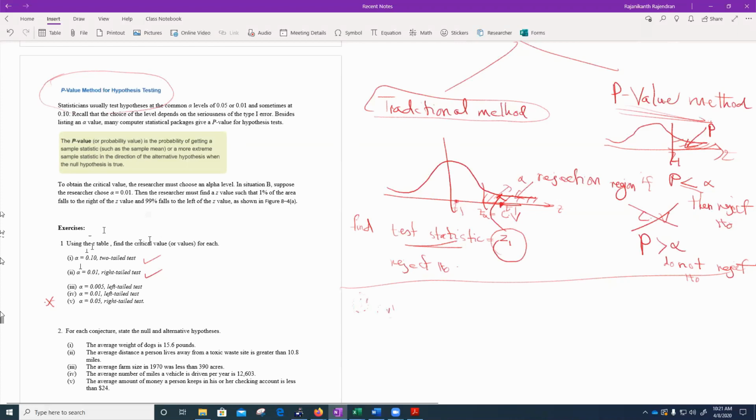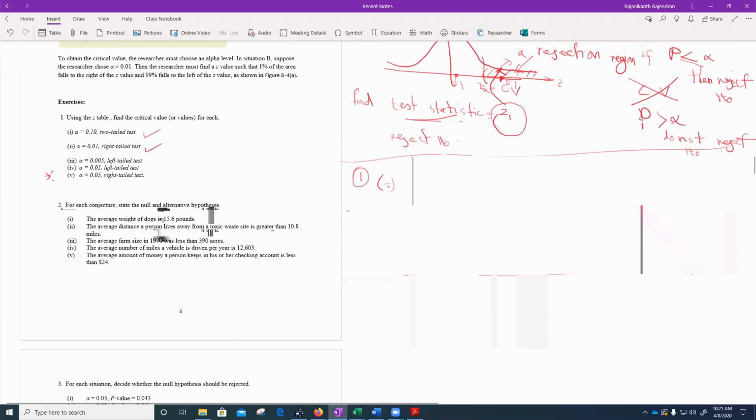What is the question? Using the Z table, find the critical value for each problem. You are given significance level alpha. So I'm doing number 5. For number 5, my alpha significance level is 0.05. They are telling that the test is right tail.